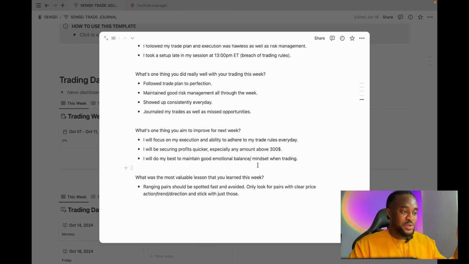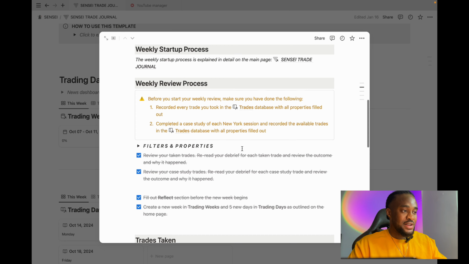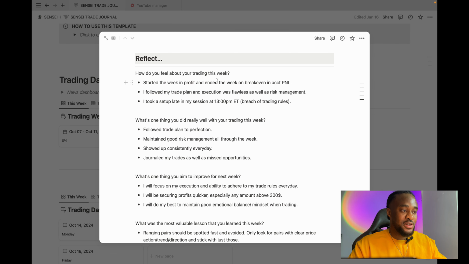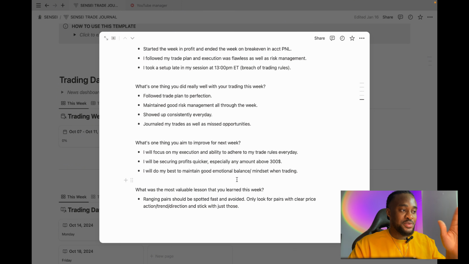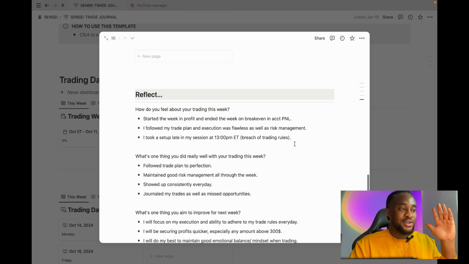At the end of the week, you go to the weekly tab, and then you just do this whole reflection section and fill in these questions. How do you feel about your trading this week? What was the thing you did well this week? What was the one thing you aim to improve for next week? What was the most valuable lesson you learned this week? And you fill that up genuinely, as transparent as possible. And once you're done with that, boom, boom, boom, you're done for the week.